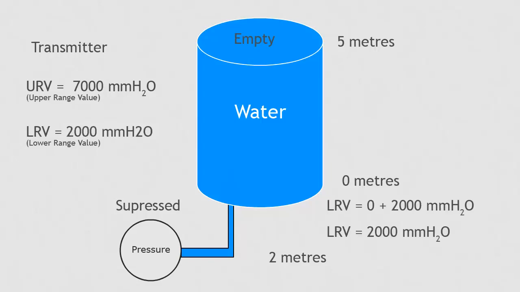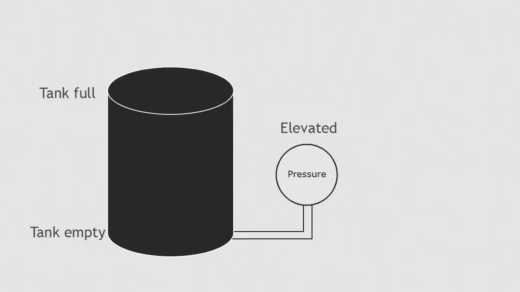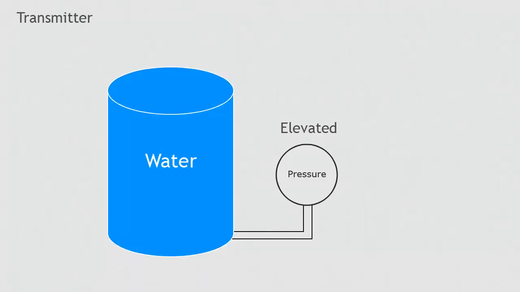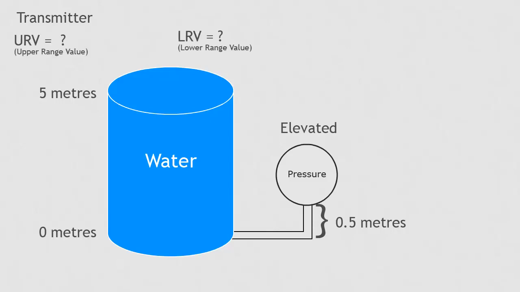With the elevated 0 example, the transmitter is mounted above the 0 and that value must be subtracted from the reading. The tank is filled with water and the maximum level in this tank is 5 meters and the pressure transmitter is mounted 0.5 meters above the bottom of the tank. What are the upper and lower range values that the transmitter will be set to?